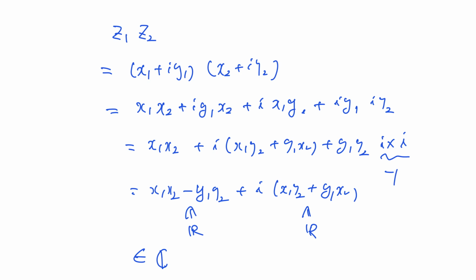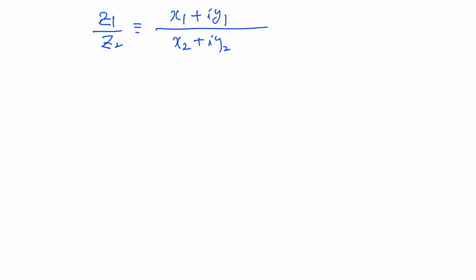What about the division? z2 over z1, (x2 + iy2) over (x1 + iy1). So how do we represent this in terms of a known system, the real part plus the imaginary part of the real system, right? So I will give you one very simple rule.